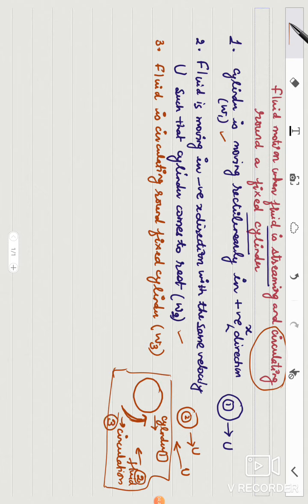So first of all we will try to find what the complex potential will be in case there is circulation. For that we will derive the circulation. Now we find W3. For W3, we need the circulation to describe.